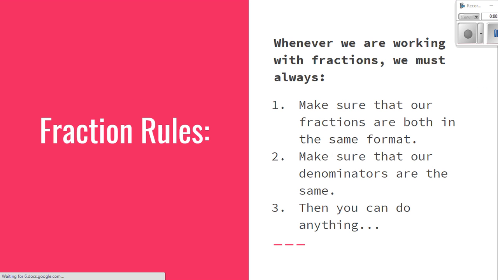The first thing we want to look at, and I know we've been through it all this week, is our fraction rules. Every single time we're working with fractions, we want to make sure they're both in the same format. Usually that would be in the form of improper fractions, where your numerator, the number on the top, is bigger than your denominator, the number on the bottom. It's a top-heavy fraction. Then make sure that the denominators, your numbers on the bottom, are all the same, and then you can do anything with it. You can add them and take them away. That is what we're going to be running through today.